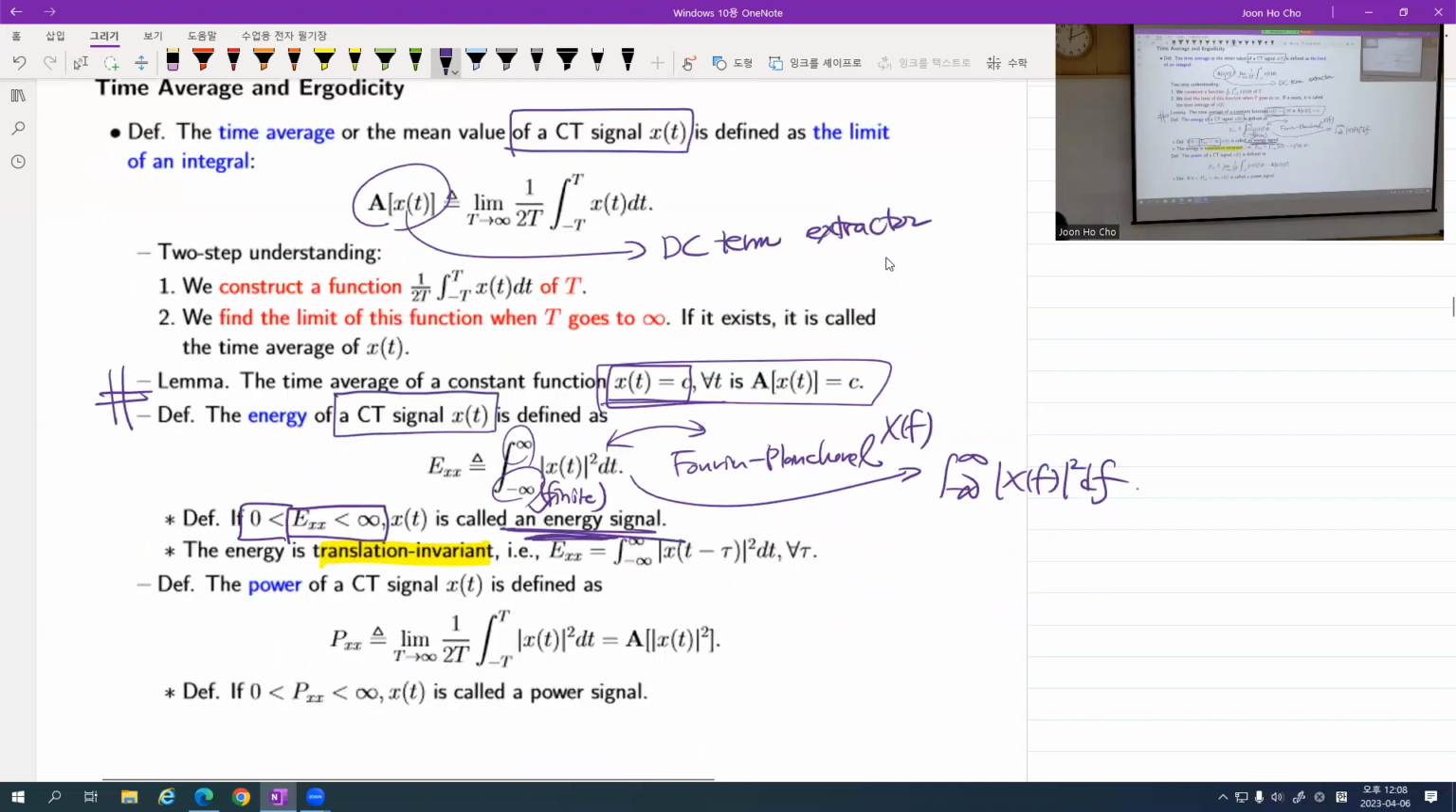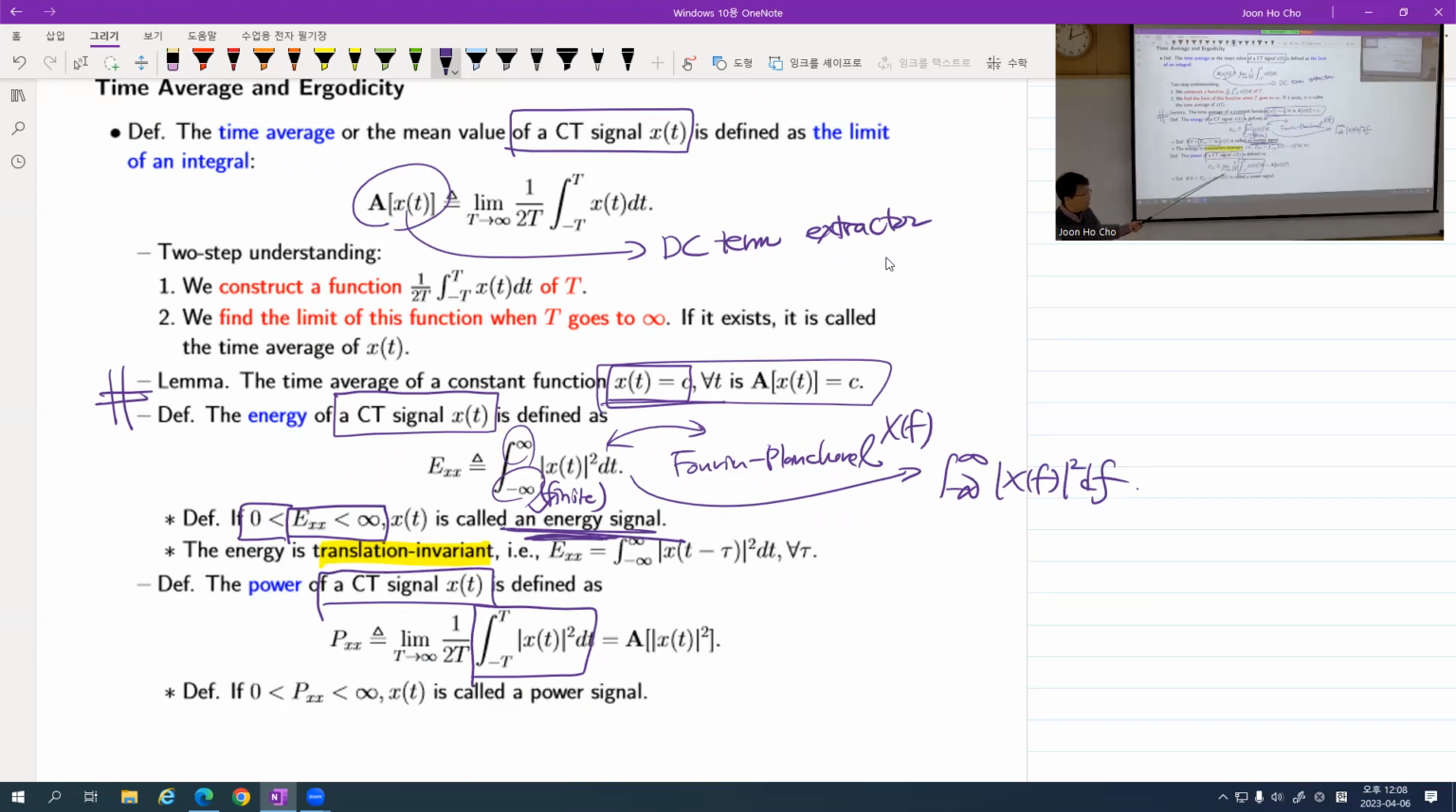So power of a continuous-time signal x of t is defined as, first, you compute the energy within a finite interval. And then you divide it by the length of the interval, which means energy divided by seconds, which is power, that is the average power within this interval. And then you take T to infinity. Here, be careful.